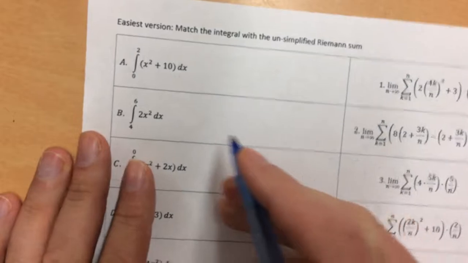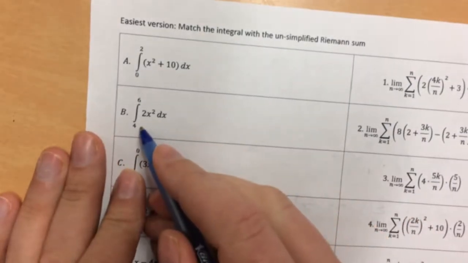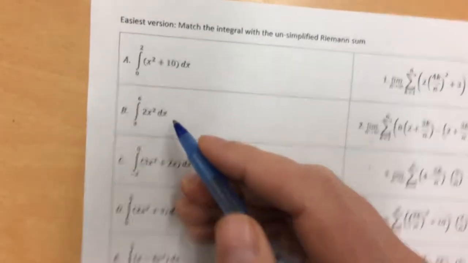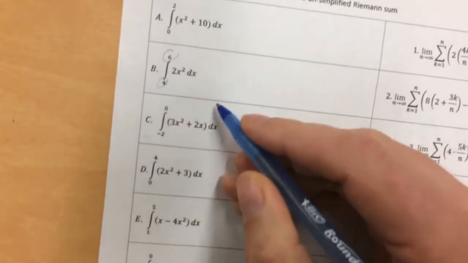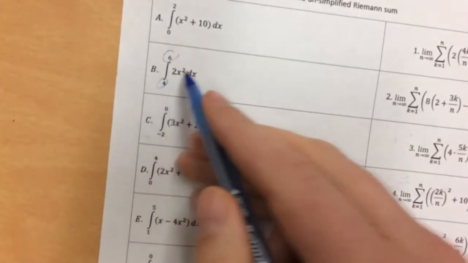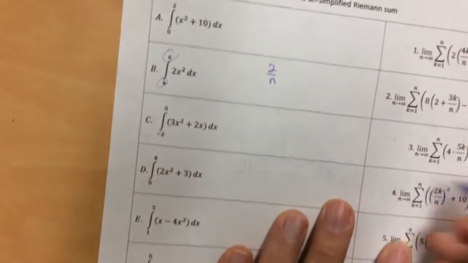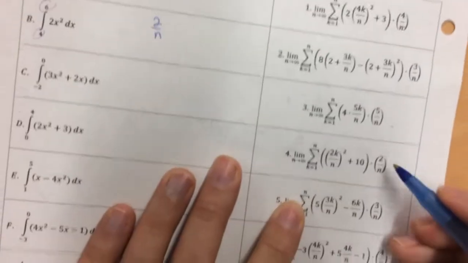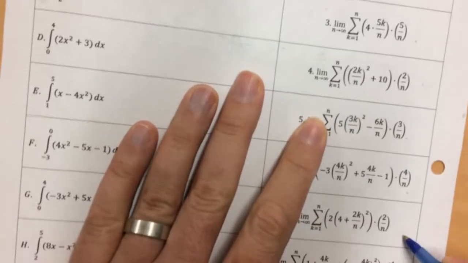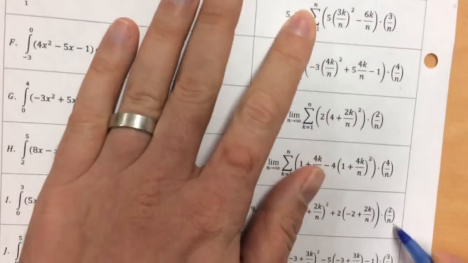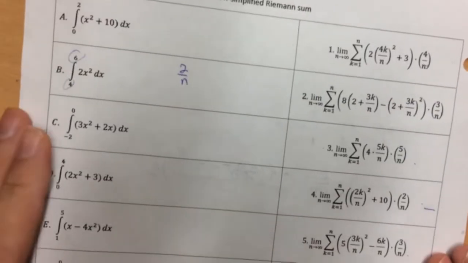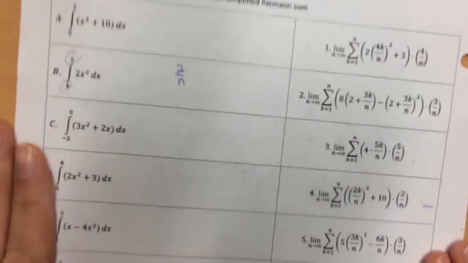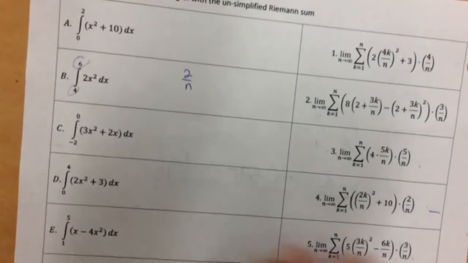If I take an integral and I want to match it up with a sum, the first thing I want to see is what is the width? This width is 2. So it's going to be only ones that are 2 over n. So no, no, no, maybe. No, no, maybe. No, maybe, no. So there's only 3 possible ones here. This is the easier version. You want to be able to do this without matching, but if you can't, that's okay. Let's see what we've got.